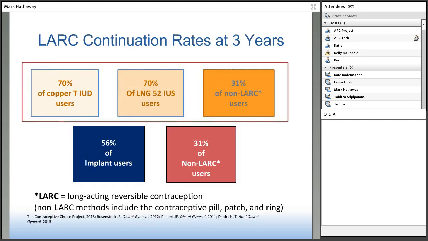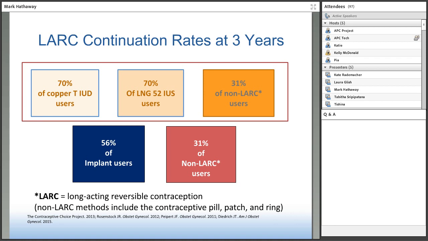They also followed these women out for longer, and at 3 years, they were still following about 4,000 or so women. Again, continuation rates stayed at fairly high levels, at around 70% for both of the IUD types, as compared to non-IUD types or non-LARCs at about 30%. That includes the pill, the patch, the ring, and the injectables. So again, continuation is very, very high for these methods.